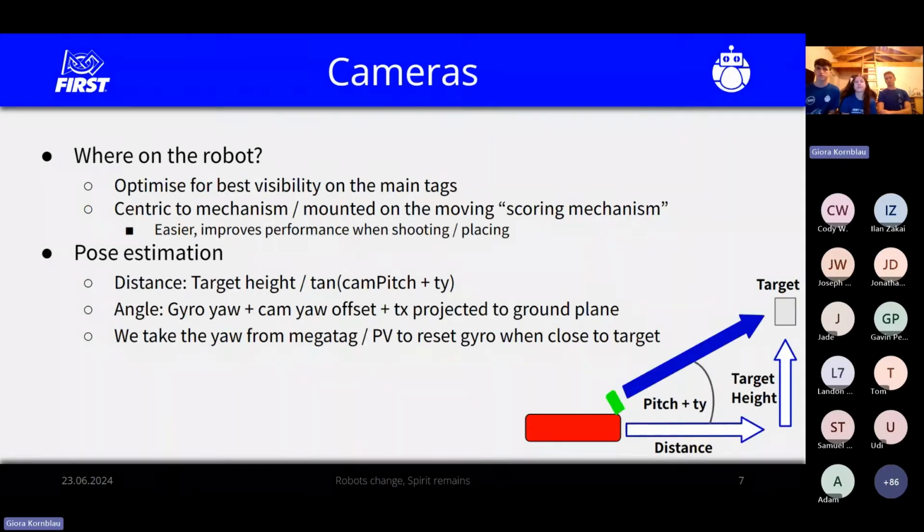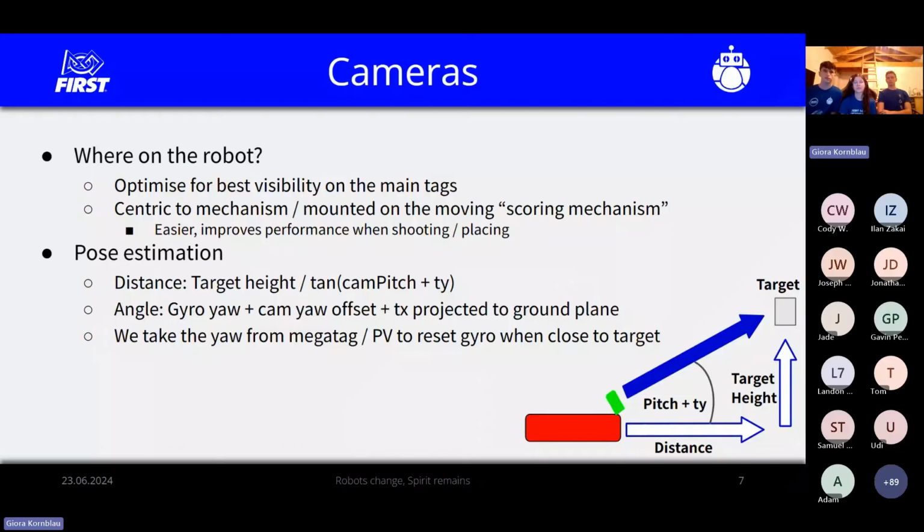So Jan talked about the odometry, which gets us a robot pose, but the problem with odometry is that it sometimes drifts over time. So we are using the cameras in order to reset the pose when we can see an AprilTag.